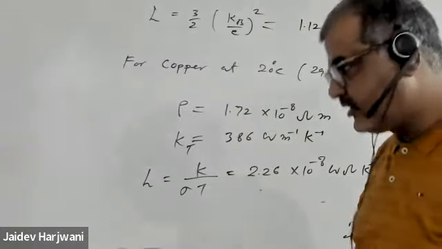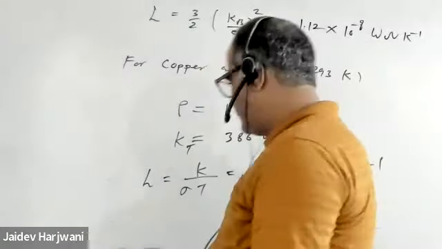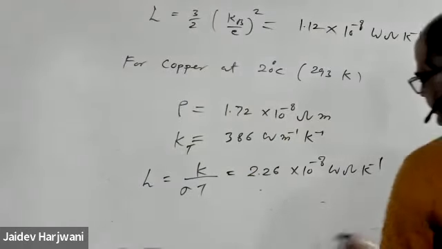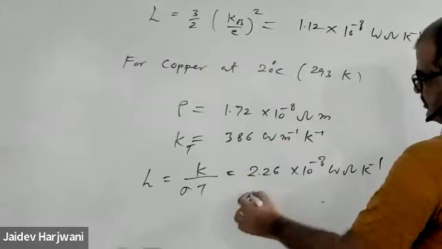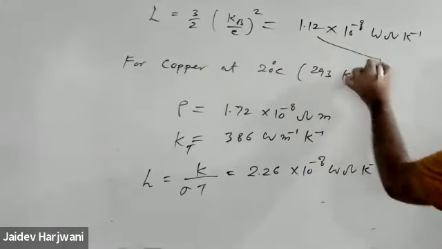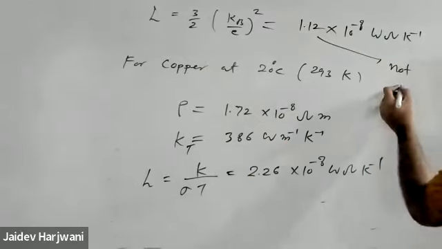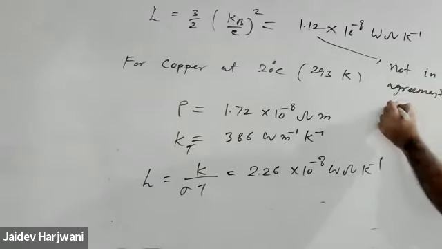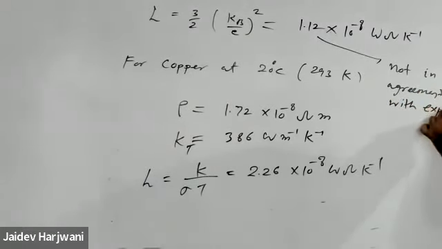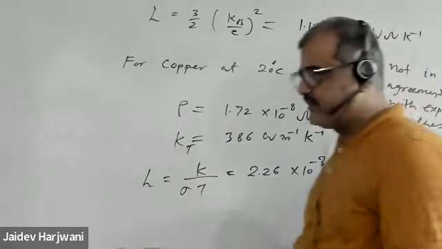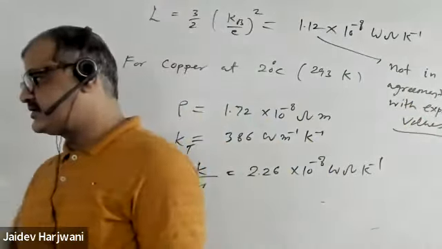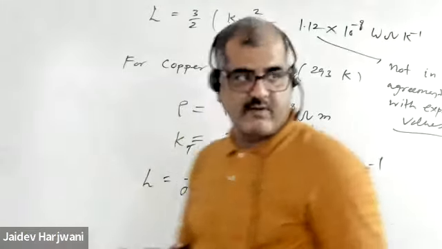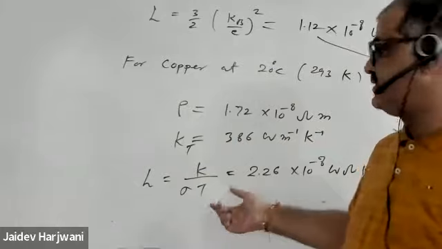So these issues will be solved when we use quantum field theory. Okay, so this is the actual value, and this value is not in agreement with experimental results, because this is the empirical law. This law itself is derived based on experimental measurements, and for almost all the metals this law is satisfied, this value ratio is satisfied.